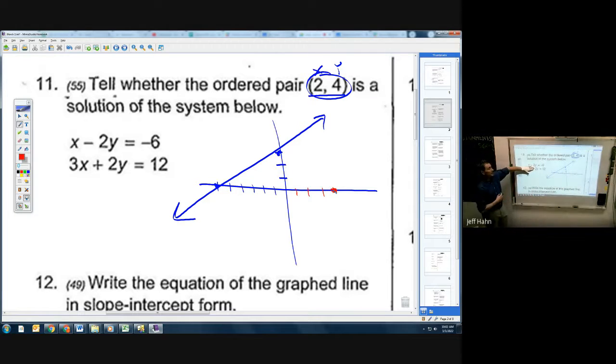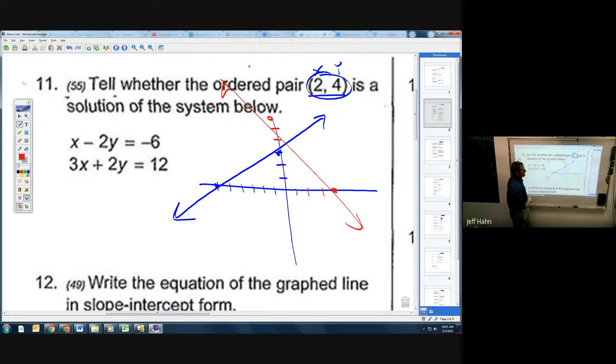Y-intercept, everybody? 6. You're just not reassuring me, only 3 out of 25 people answering. 2 times what number is 12? 6. So here at 1, 2, 3, 4, 5, 6, you draw a line.